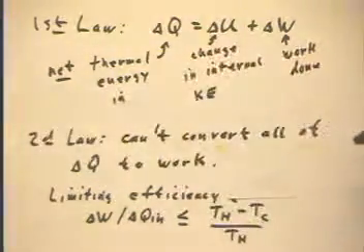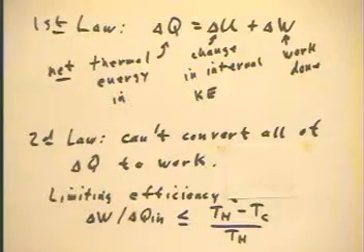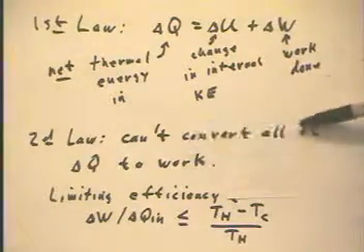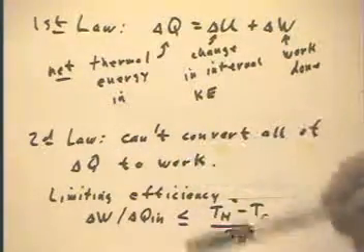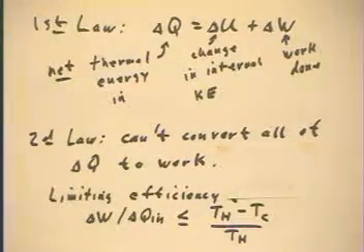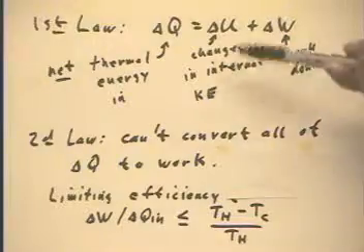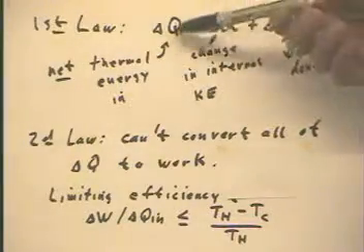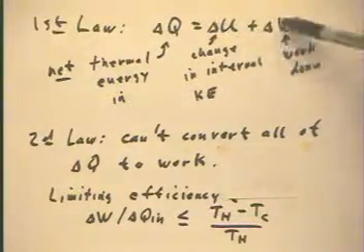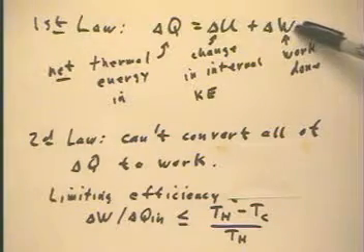Now, the second law of thermodynamics, which the example that we just looked at addresses, says that we can't convert all of our delta Q to work. There are limits. As we saw with the bottle engine, we had to put delta Q in to raise the temperature. Then some of our delta Q went into work.